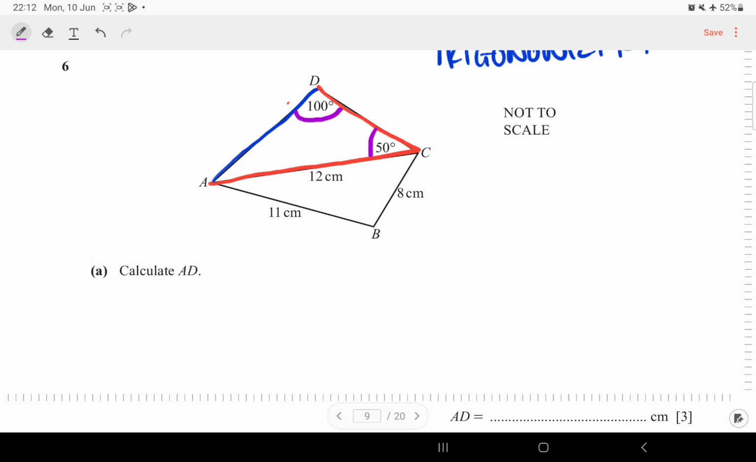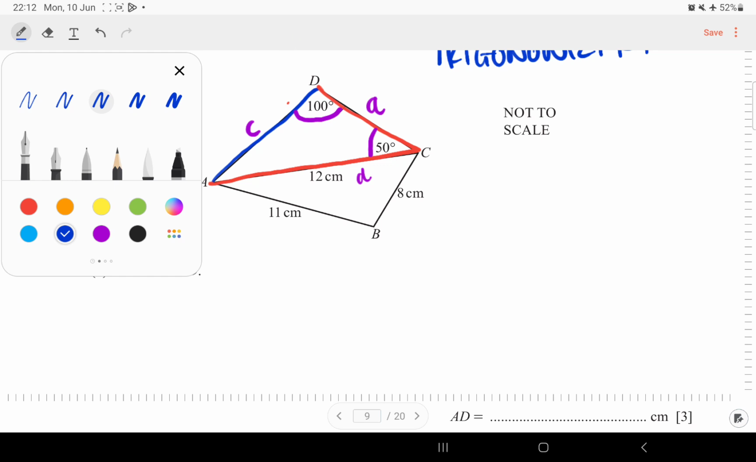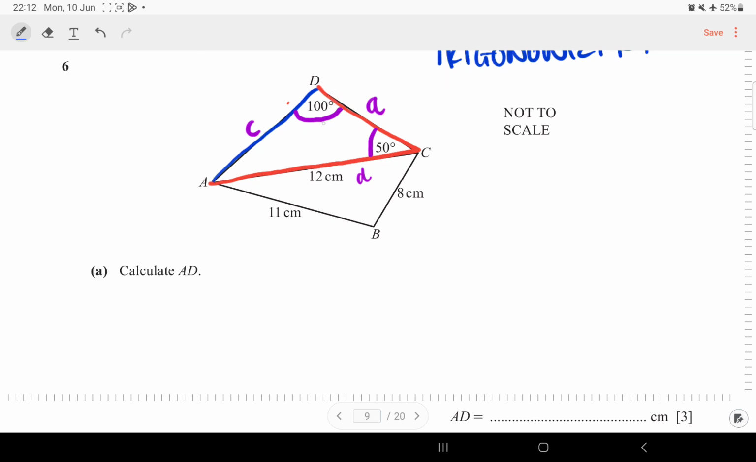But I need to label my triangle, put the letters. Opposite vertex A, or the angle A, is going to be side small a. Then opposite C is going to be small c. And then opposite D, this side is going to be small d. So basically, I know that I'm going to use the sine rule since I don't have an included angle, and I don't have three sides. So cosine rules out.